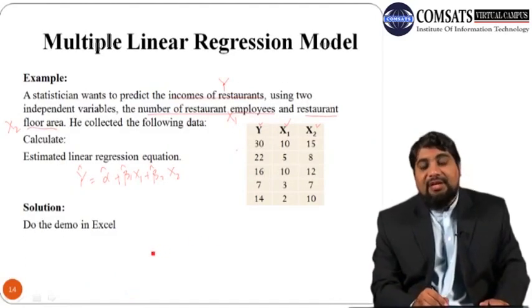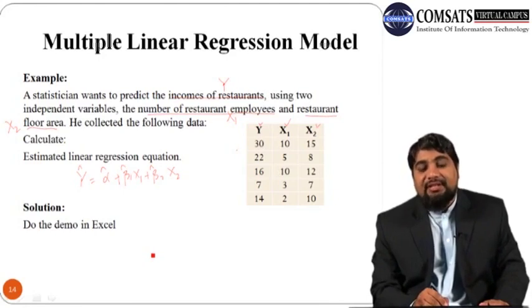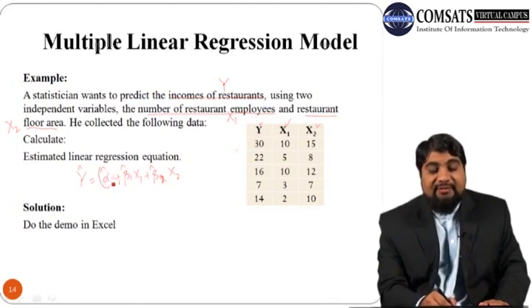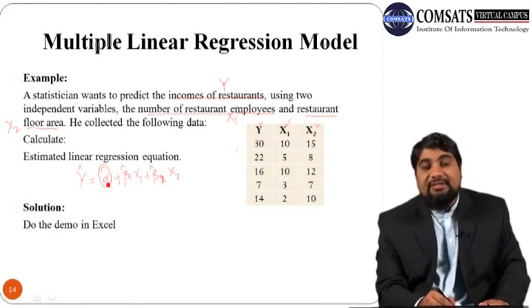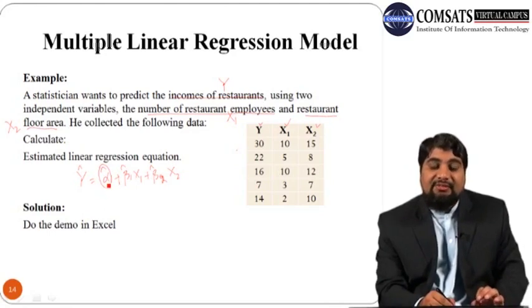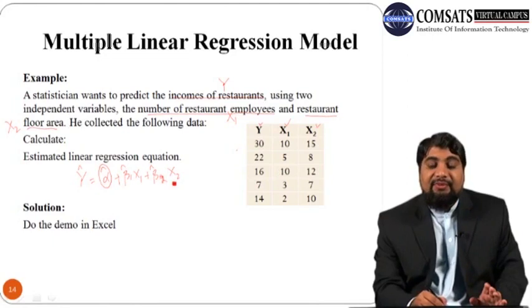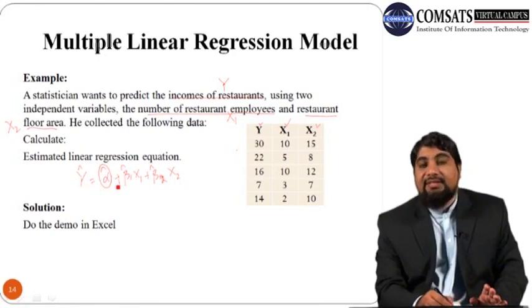So the question is, once you have estimated the values of the linear regression model, how do you interpret it? Suppose we want to interpret this alpha hat. It is also called the intercept. It gives us the average value of y when both x1 and x2 are 0. So when both x1 and x2 are 0, the average value of y is equal to alpha hat.